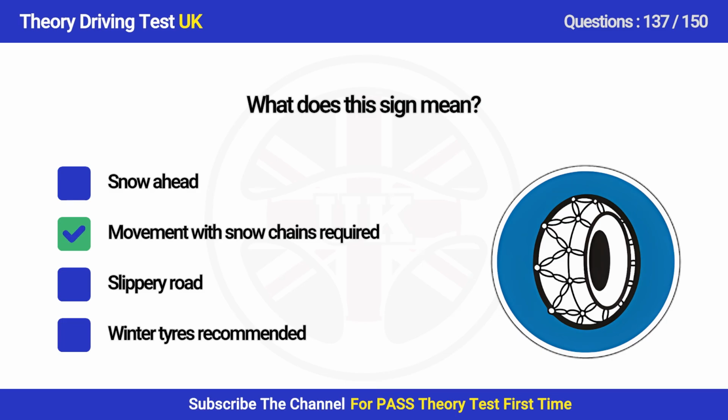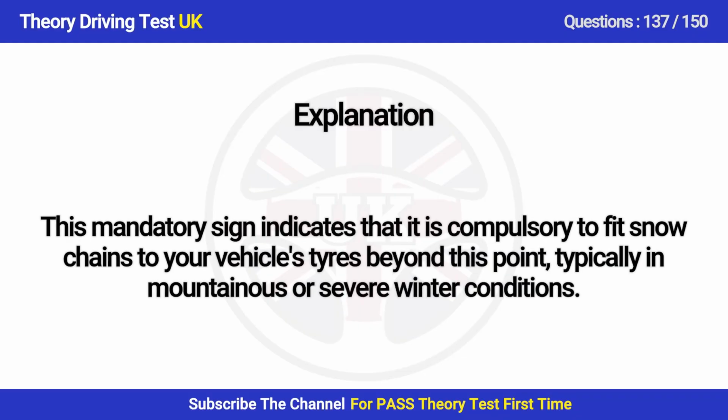Answers is B. Movement with snow chains required. This mandatory sign indicates that it is compulsory to fit snow chains to your vehicle's tires beyond this point, typically in mountainous or severe winter conditions.